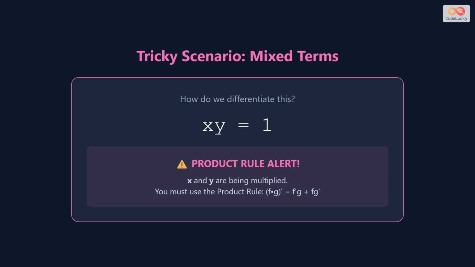Sometimes equations are trickier. Look at the equation x times y equals 1. Here, x and y are being multiplied together. A common mistake is to just differentiate them separately. You cannot do that. Because they are multiplied, you must use the product rule.